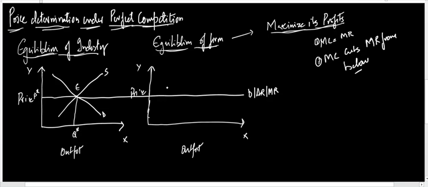Now we know that an MC curve is a U-shaped curve, so if I plot an MC curve over here, it is going to be somehow like this. The MC curve is cutting the MR curve at two points, say for example point A and point B. These two conditions are met at point B because at this point MC is equal to MR and it cuts MR from below.